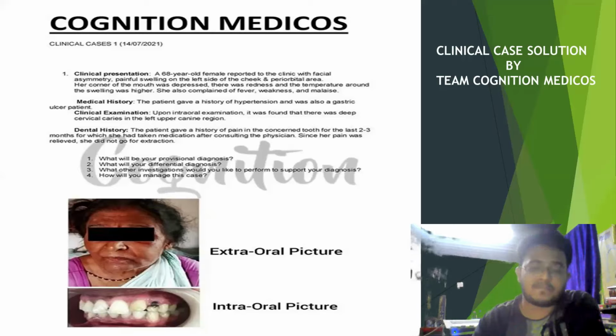The patient's medical history gave a history of hypertension, and she was also a gastric ulcer patient. On clinical examination, upon intraoral examination, it was found that there was a deep cervical lesion in the left upper canine region. As for the dental history, the patient gave a history of pain in the concerned tooth for the last 2 to 3 months, for which she had taken medication after consulting the physician. Since then, her pain was relieved. She did not go for extraction, although.